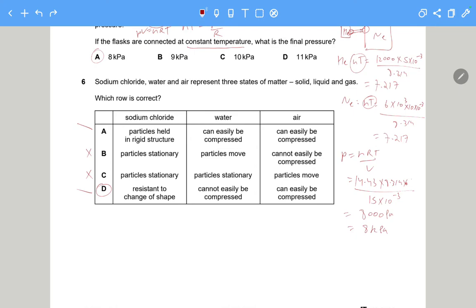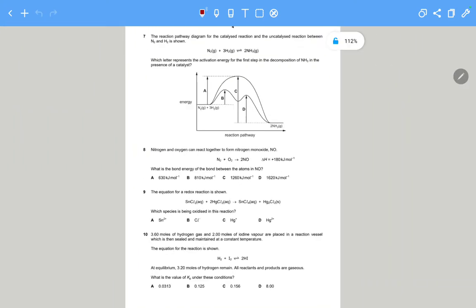It says can easily be compressed. That's true. Air gases can be easily compressed. Now let's go to question 7.